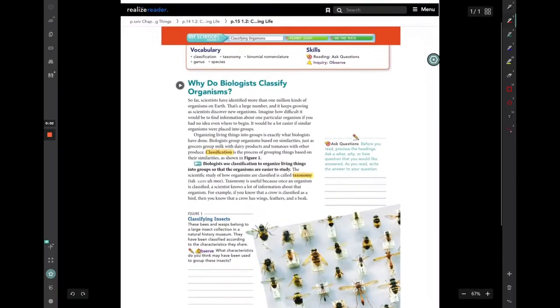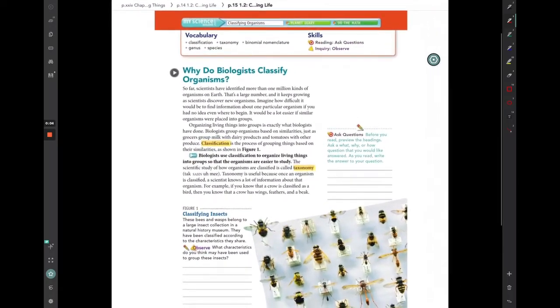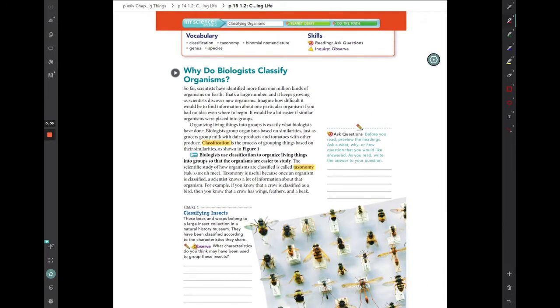In this lesson, we are going to look at why and how biologists classify organisms. Believe it or not, we have identified more than 1 million different kinds of organisms living on Earth. And we are adding to that number all the time. So even as long as we've been around and as much as we have explored, we are still finding new organisms that are out there that we have never seen or identified before.